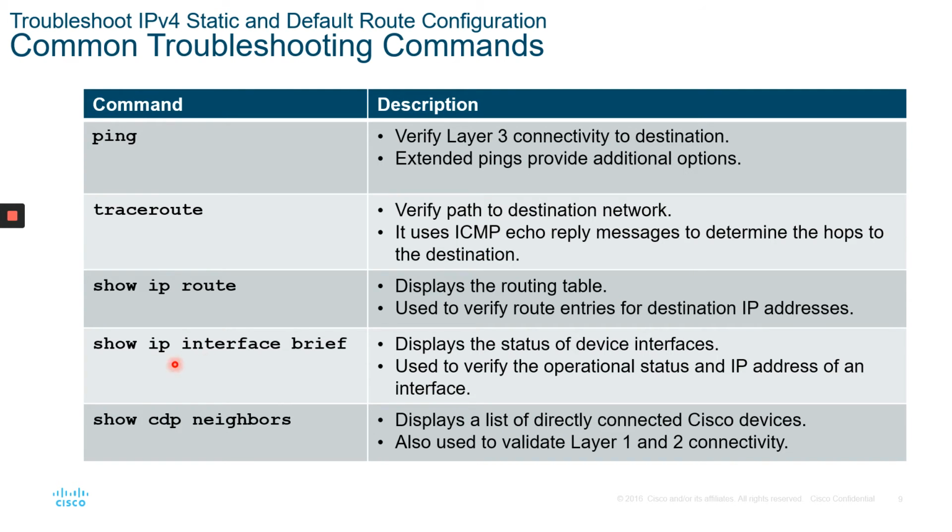The last one is show cdp neighbors. CDP means Cisco Discovery Protocol. This is one of the commands that displays a list of directly connected Cisco devices. It only provides information about Cisco devices, not any other ones. This is useful because you can see whether you can actually discover the other Cisco devices which are connected to that device.